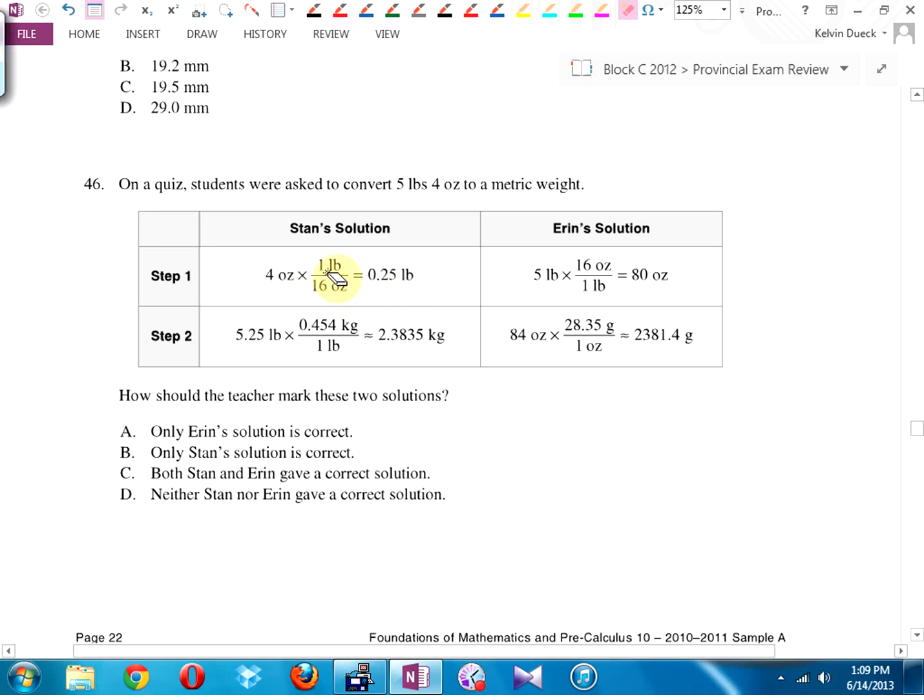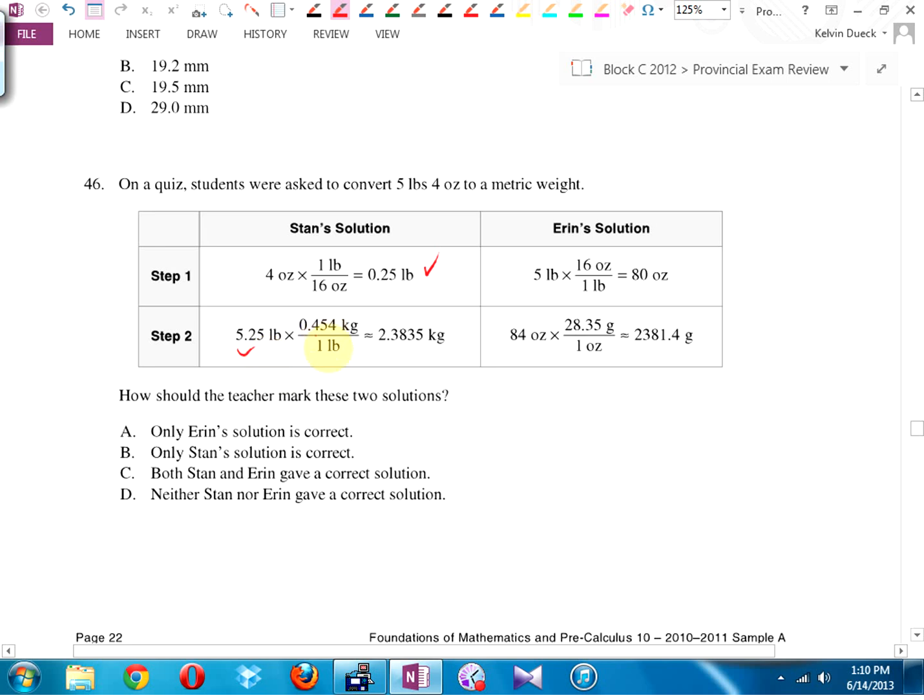But is that a good conversion factor? So here's what he's doing. He's saying, I got two measurements here, so I'll convert this to pounds, and then I'll go pounds to kilograms. I can't do two units at the same time. I think this is correct. I think 4 ounces is a quarter pound, and so that means 5 pounds, 4 ounces is the same as 5.25 pounds.